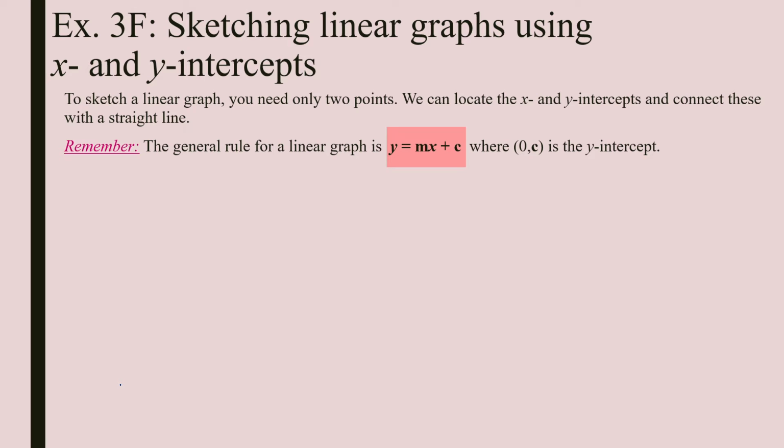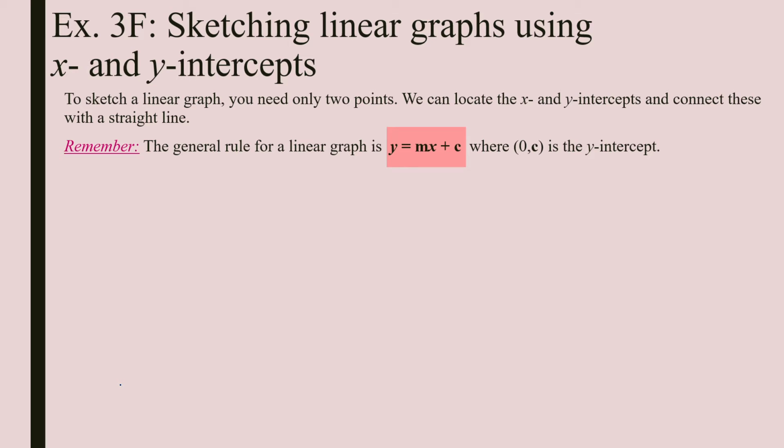Today we'll be looking at Exercise 3F, sketching linear graphs using x and y-intercepts. In our previous exercise, we looked at sketching graphs from the y-intercept and any other point. We used the gradient intercept method where we increased x by 1, so substituting in x equals 1 to find a second point to then draw our linear graph.